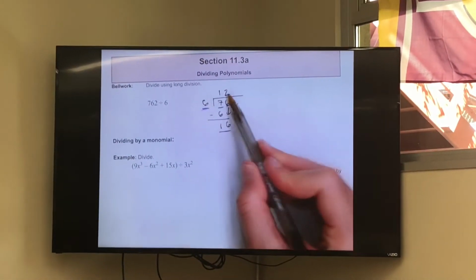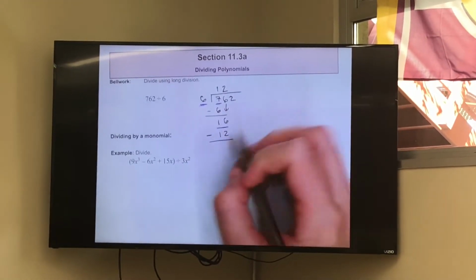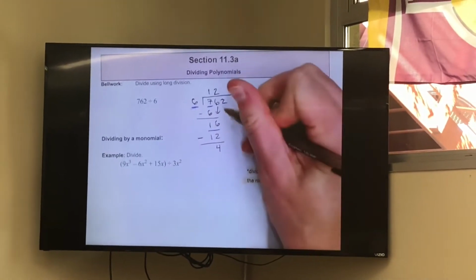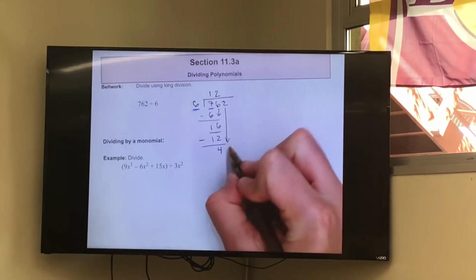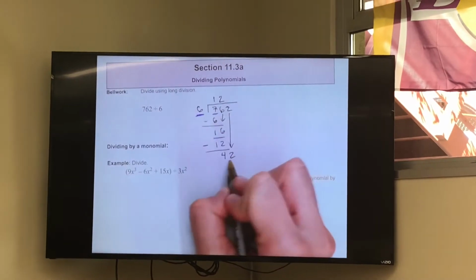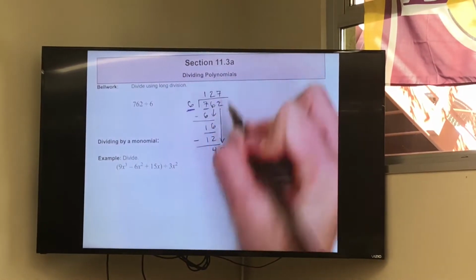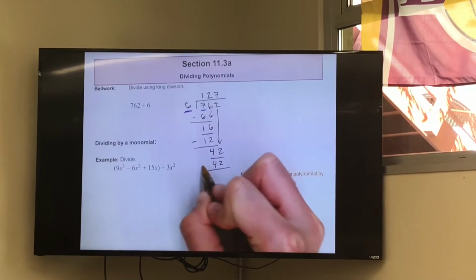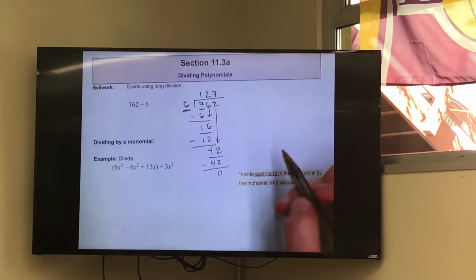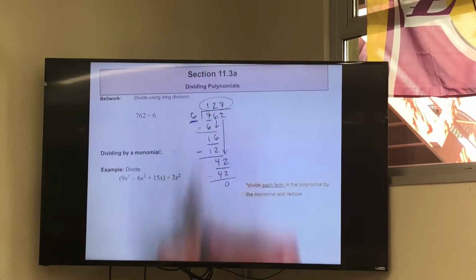And then you do 6 times 2 is 12. And then we subtract down. 16 minus 12 is 4. And then we bring down this 2. And then again, this process is you think, how many times does 6 go into 42? 6 goes into 42 7 times perfectly. So then if we subtracted, we would have no remainder. So then 762 divided by 6 would give me 127.